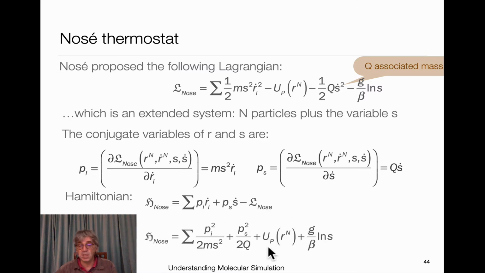Okay, so this is our Nose Hamiltonian that gives us the same dynamics as the Lagrangian. So now, can we prove that this is giving us the canonical ensemble?